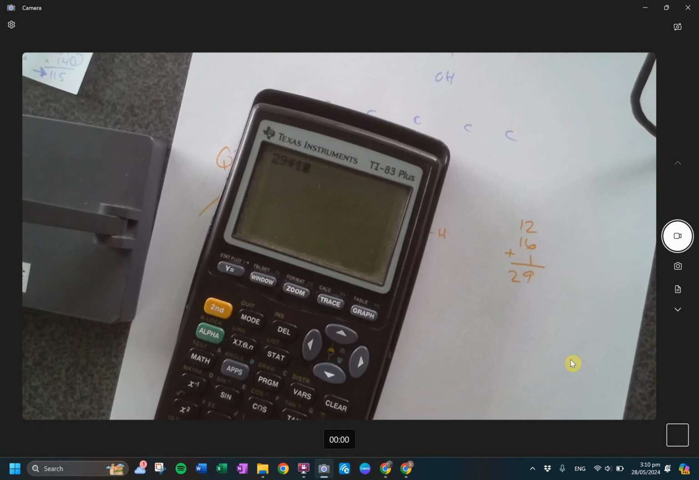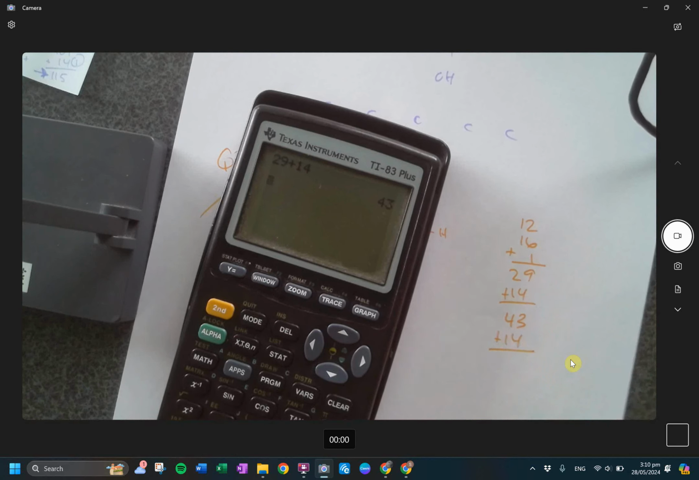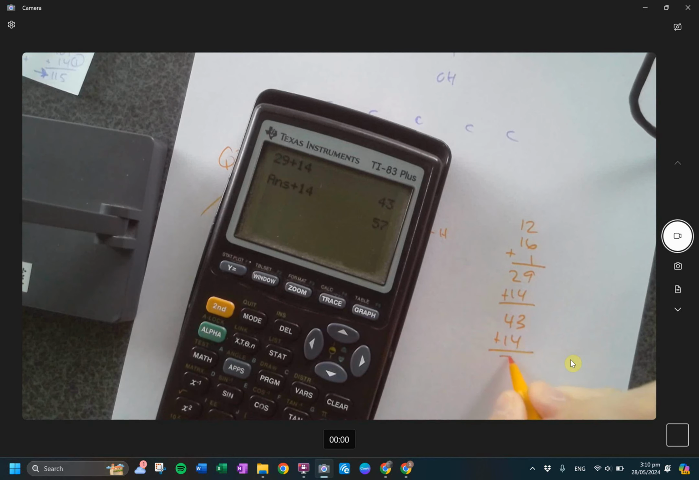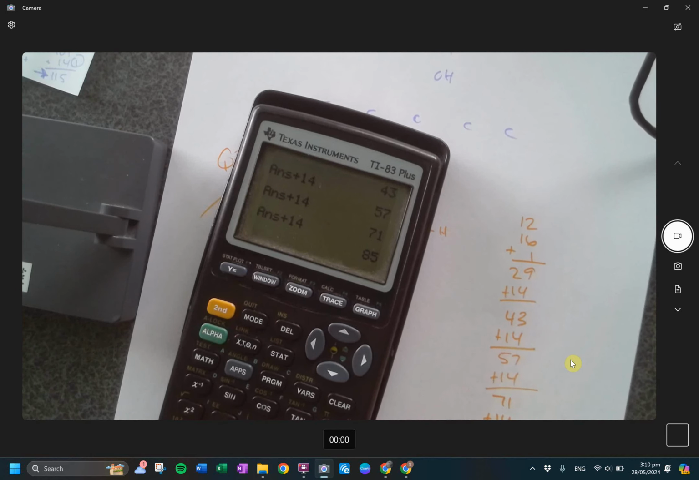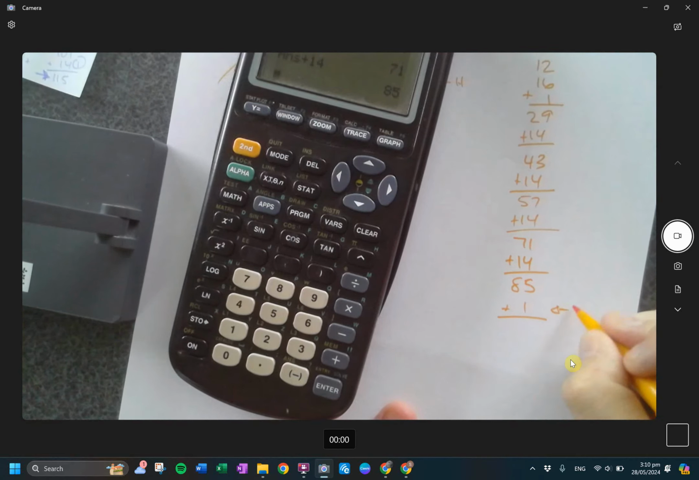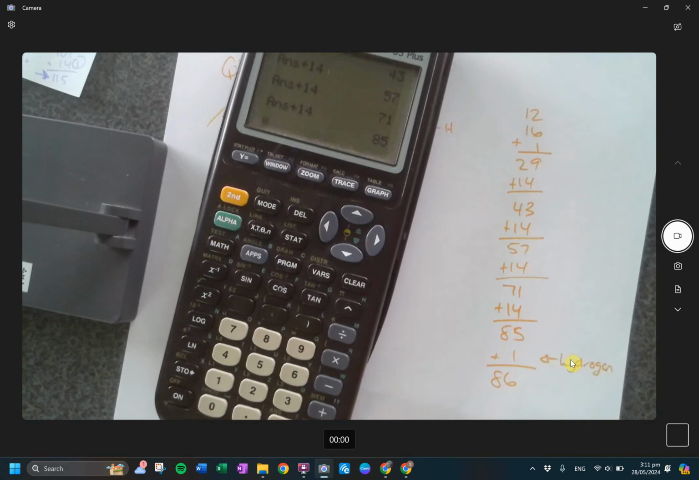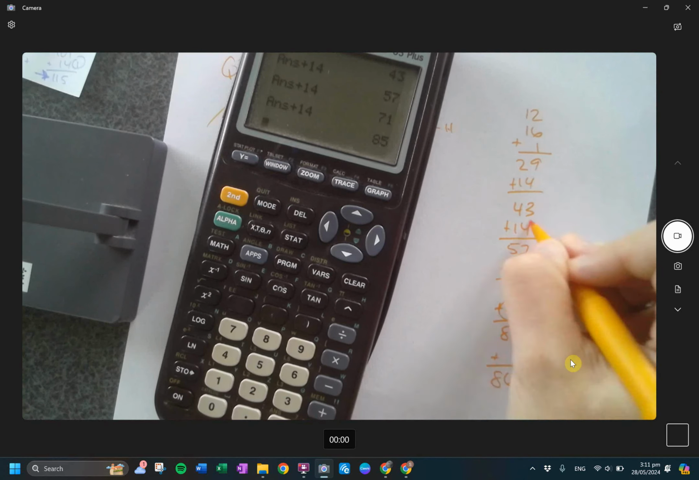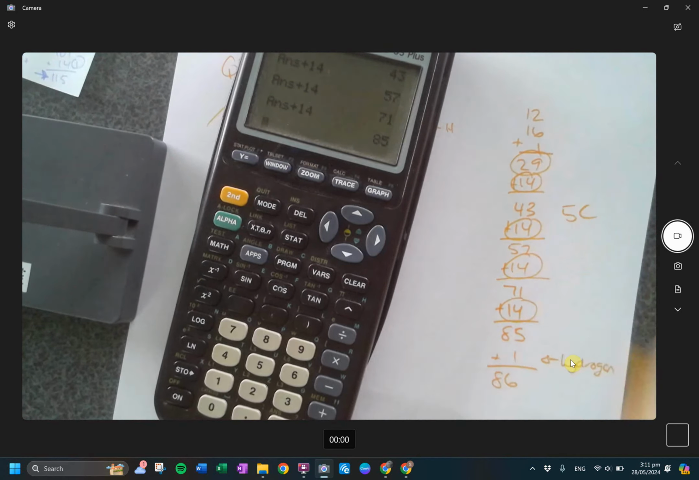All right, so I have 29. We are going to add 14. That gets me 43. We're going to add another 14. That gets me to 57. We're going to add another 14. That gets me to 71. What number are we aiming for? 85. Add another 14. 85 plus 1, because that's your end hydrogen, and that's 86. Let's go through and check how many 14s we have. We have 1, 2, 3, 4, and then the original 5. So this is 5 carbons.